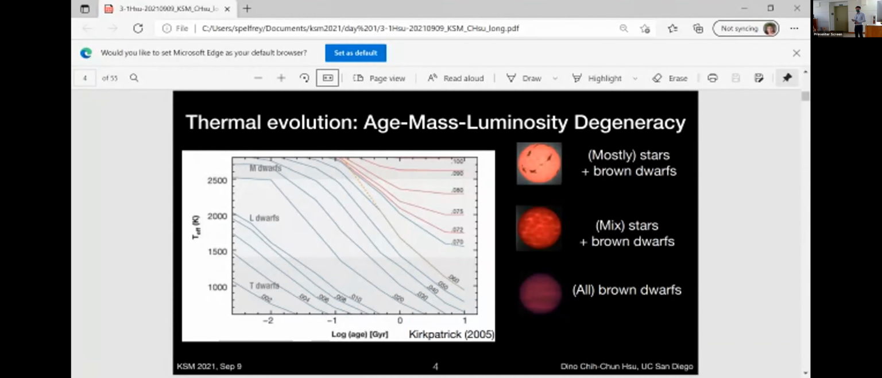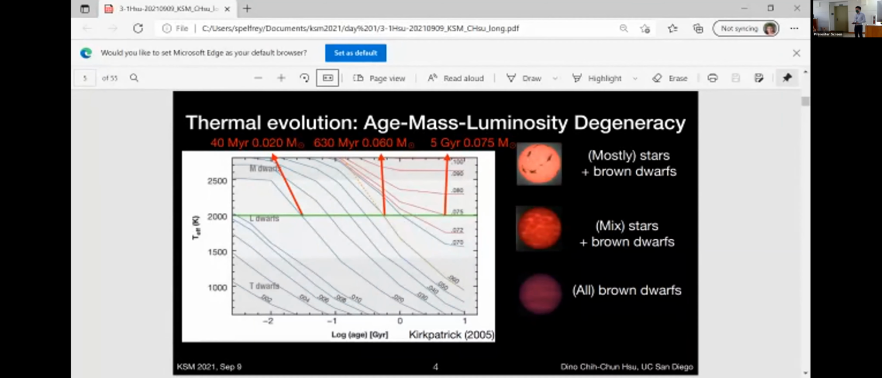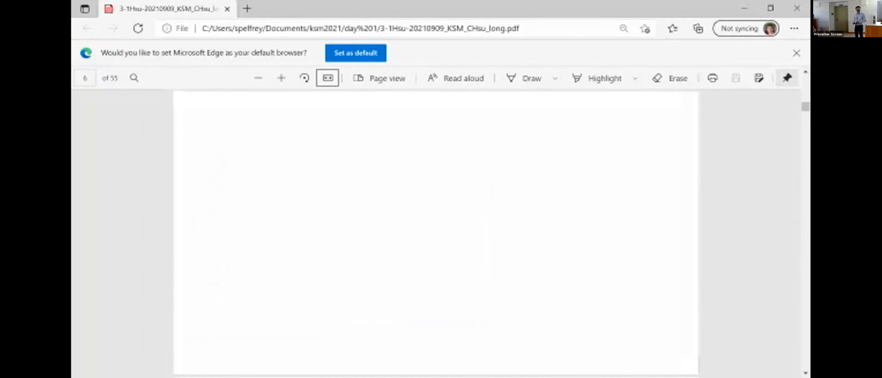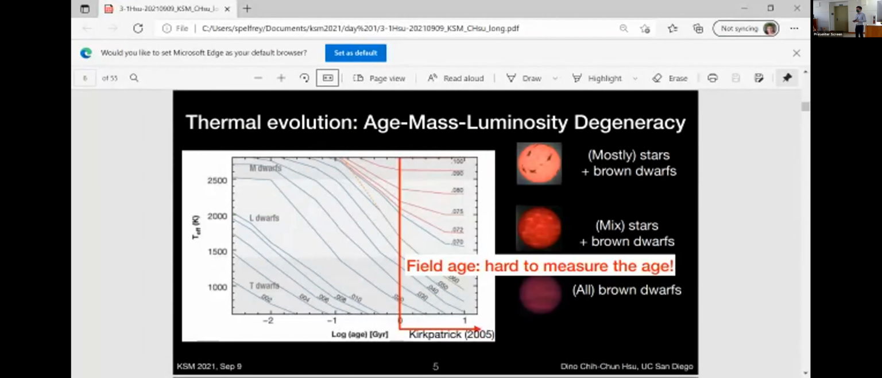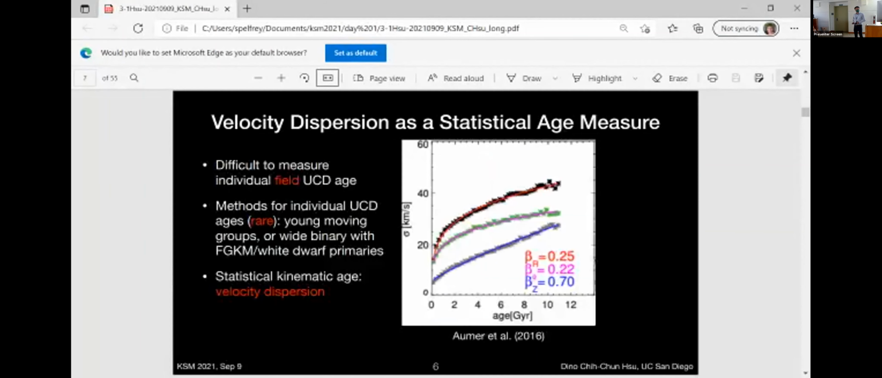And there's one important feature to note. They have the inherent age-mass-luminosity degeneracy, which means if you look at, say, a green line here, you don't know if that's a young brown dwarf or a pretty old field age low-mass star. Another thing to note is that when you go to field age, it's pretty hard to measure their individual age unless you identify an associated higher mass primary, for example.